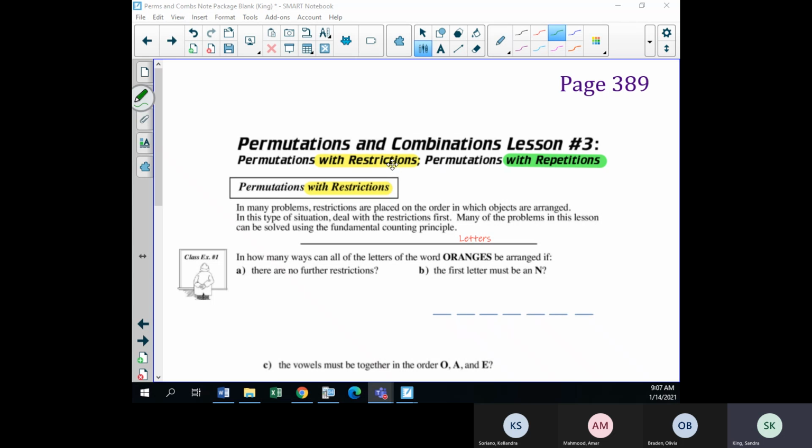This is where they're going to take permutations, and we're going to be doing 2 different things in this lesson. We're going to introduce restrictions and something called repetitions. So restrictions is going to be the first part of this lesson, or this first video, and then repetitions is going to be the second.